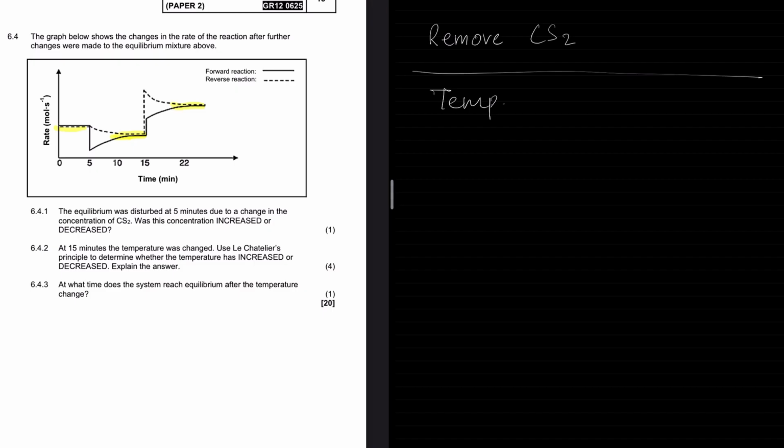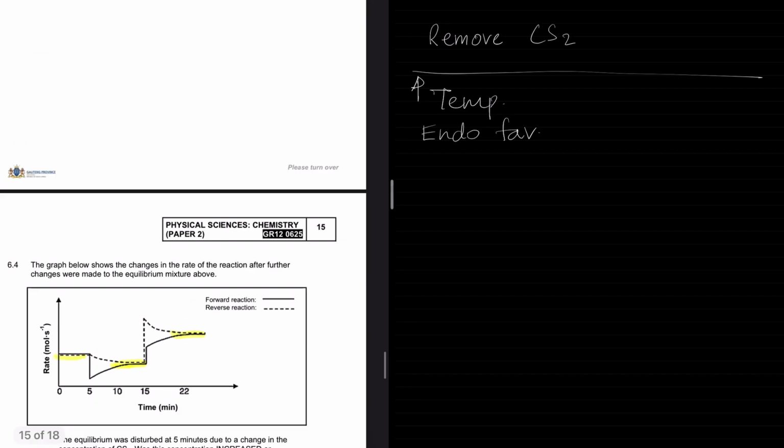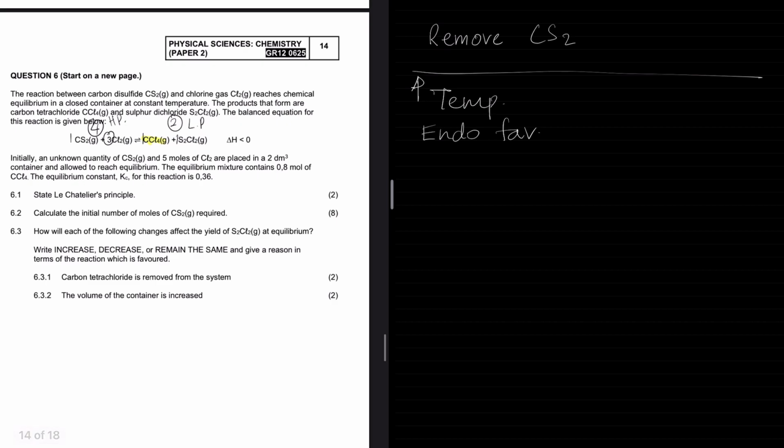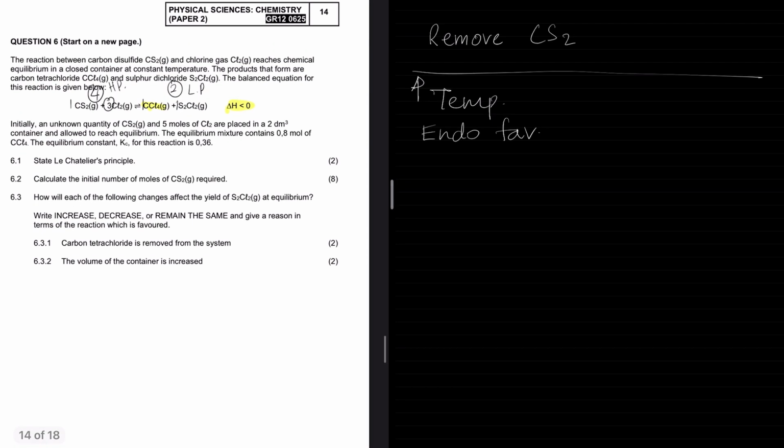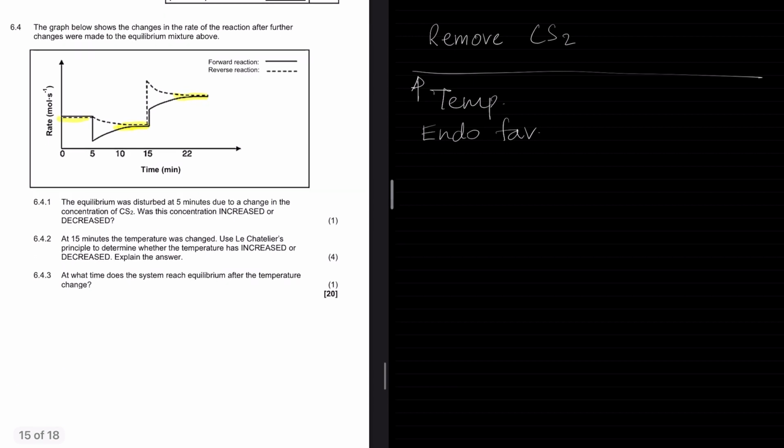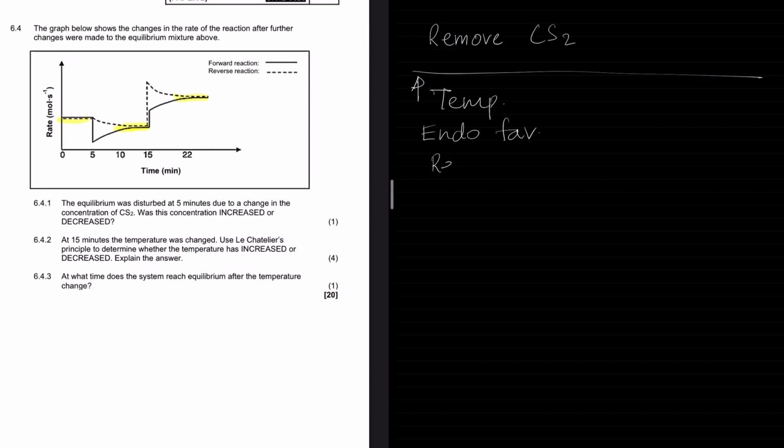But let's explain it in terms of Le Chatelier's principle. So if we increase the temperature, that's going to favor the endothermic reaction. The endothermic reaction, if we go back to our reaction, the forward is exothermic because the delta H is less than 0. That means the reverse is endothermic. So that means the reverse reaction is favored.